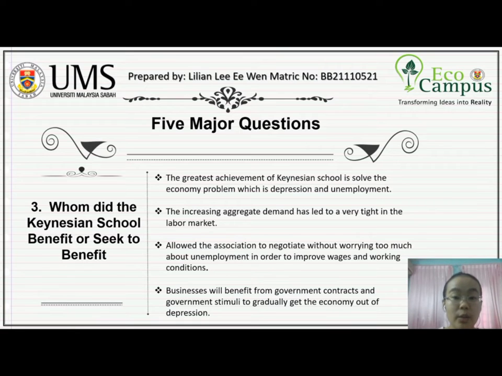The increasing aggregate demand has led to a very tight labor market. It allowed the unions to negotiate without worrying too much about unemployment in order to improve wages and working conditions. Businesses will benefit from government contracts and government stimuli to gradually get the economy out of depression.